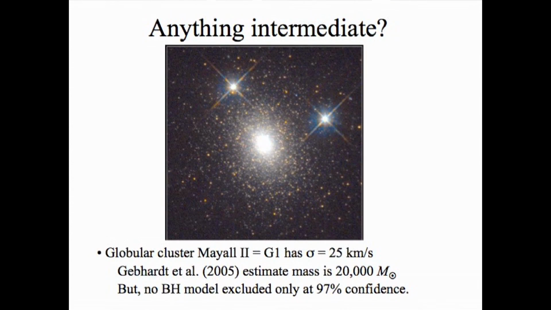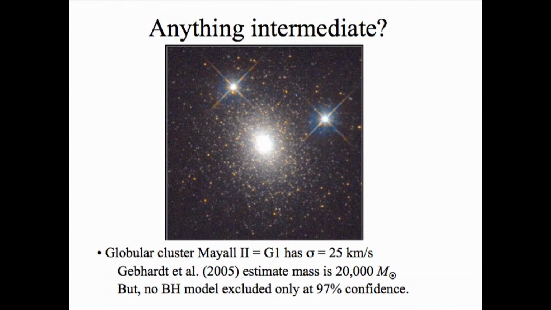Okay, so is there anything intermediate? Is there anything between? Well, I told you there was this relation between how fast the stars orbit around and the mass of the black hole. So what you might try to think is, well, maybe galaxies, the stars and their bulges, all orbit around really fast. But maybe there's some other kind of object out there that looks like a bulge, but the stars orbit around more slowly. In fact, there are such things, and they're called globular clusters. They're these spherical balls of stars. Okay? And it turns out there's one particular globular cluster named Mayall-2, or G1.